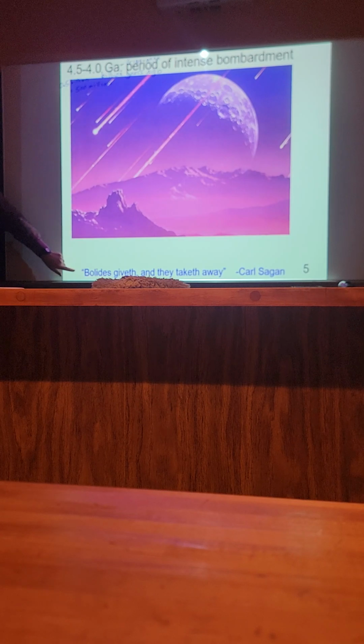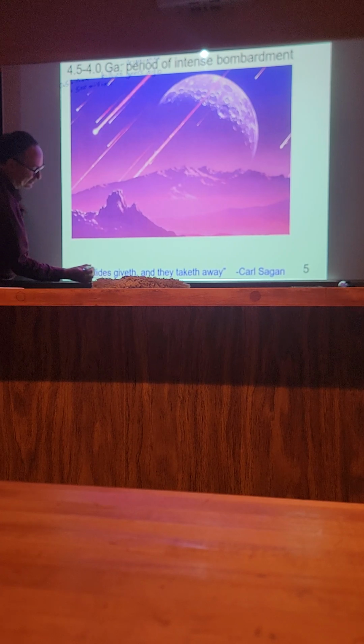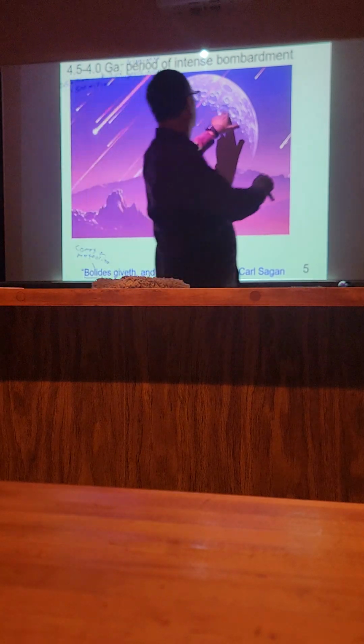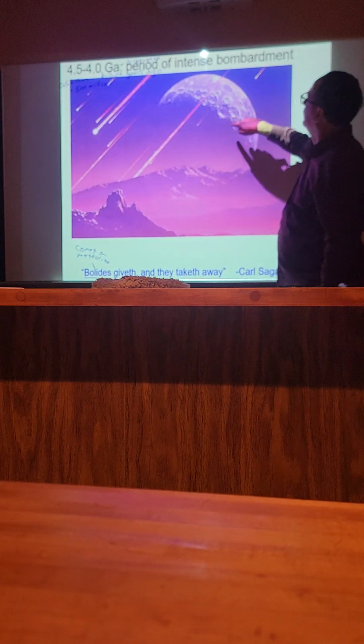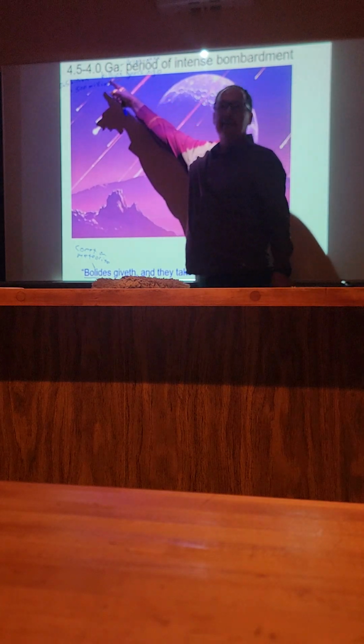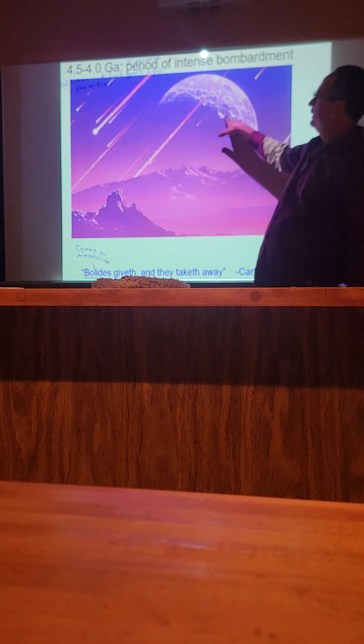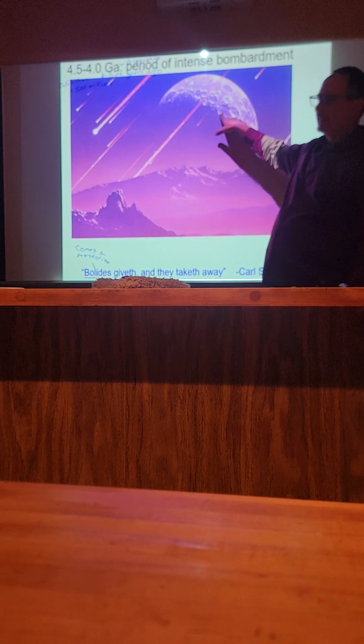Now, here's Carl Sagan again. Now, this term here, bolide, is a general term for some big rocky or icy thing that strikes the Earth. It's a comet or a meteorite. The general term. Because when you look at the craters of the moon, almost all of them are from this time period. The moon formed from a big impact about 4.4 billion years ago. I mentioned that last time.